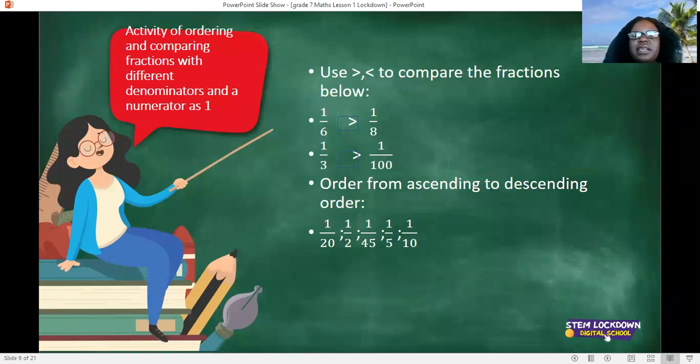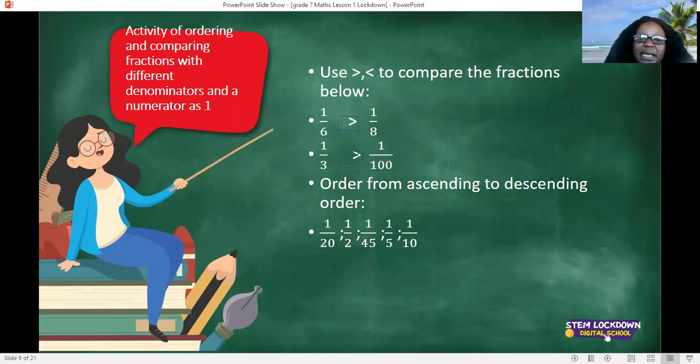Go back to the example that I gave you when I said the smaller the denominator, the bigger the fraction. So go back to that cake, and one is cut into 8 and the other is cut into 6. Which cake is going to have bigger slices? Of course 1 over 6 is bigger than 1 over 8. So that is the sign that you use.